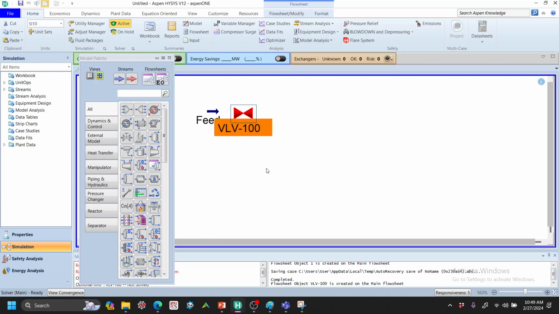Yeah, and then you can connect this stream to that equipment by simply pressing Control and hovering the mouse over this one. You can see the outlet, right? Then you left click and drag it to the input of the valve. The same goes over here: press Control and just drag it out like that. Okay, can you follow? If not, let me know.